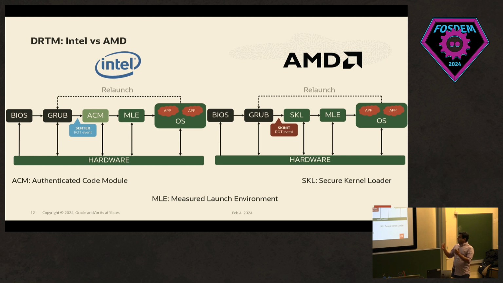A couple of other differences between Intel and AMD is that the DL event for Intel is the SENTER instruction, whereas for AMD it is the SKINIT instruction. Intel uses TXT, and AMD uses the AMD Secure Processor, or ASP.